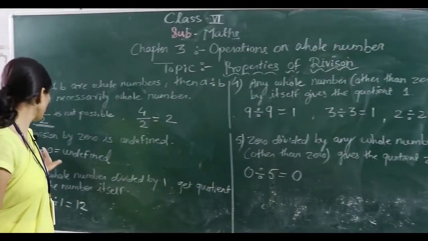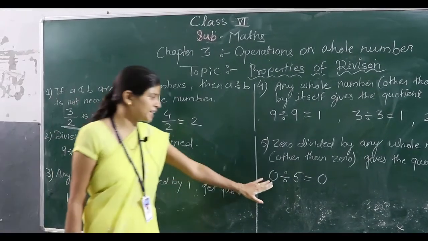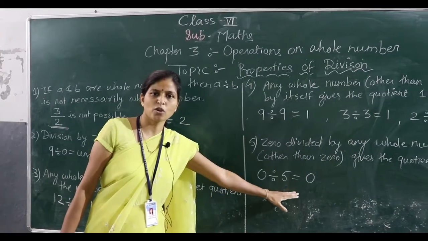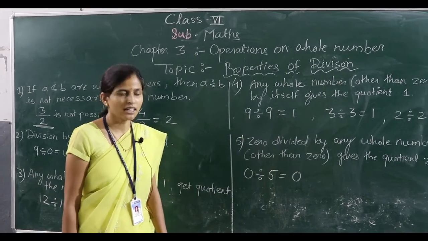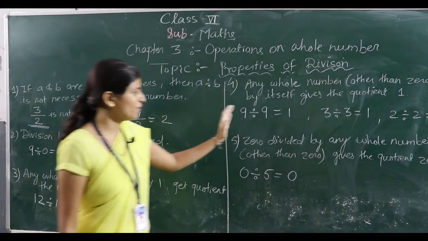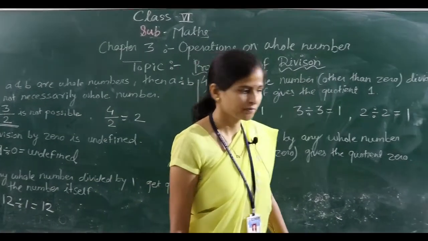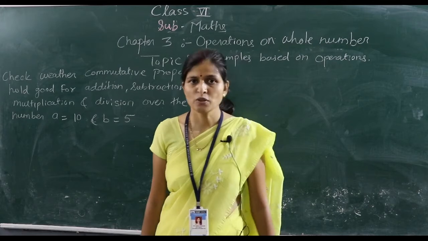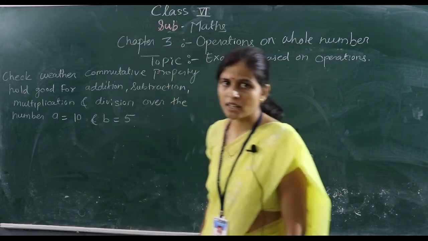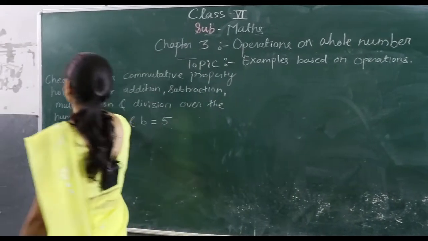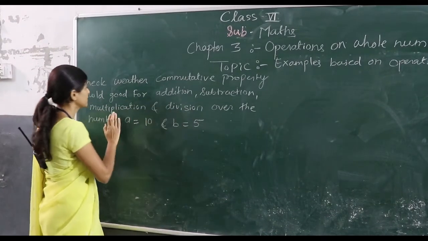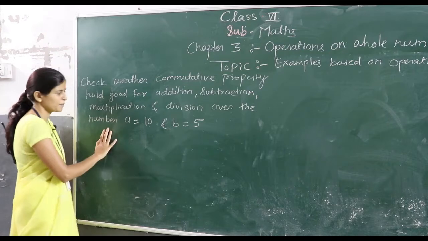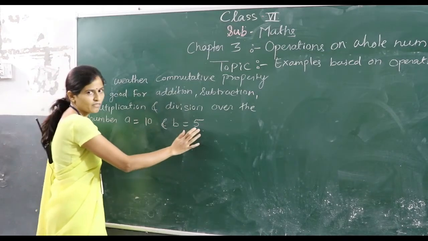Means 0 divided by any number, we get the answer 0. But any number divided by 0, we get the answer undefined. So these are the properties of division. Now we see one example based on our properties. The example is: check whether the commutative property holds good for addition, subtraction, multiplication and division over the numbers a equal to 10 and b equal to 5.